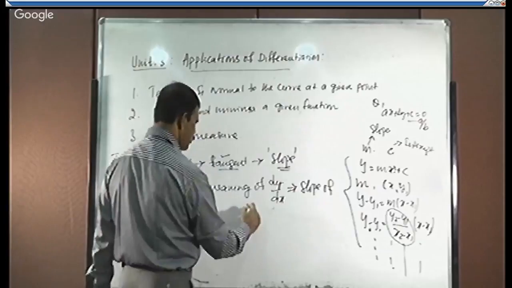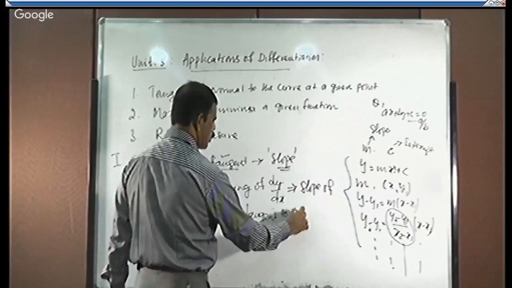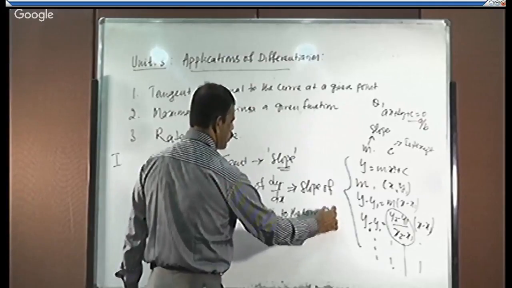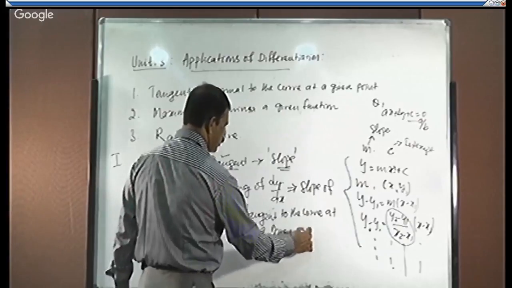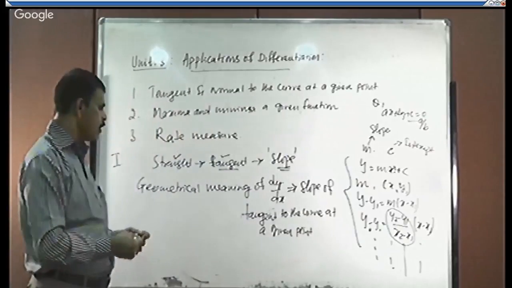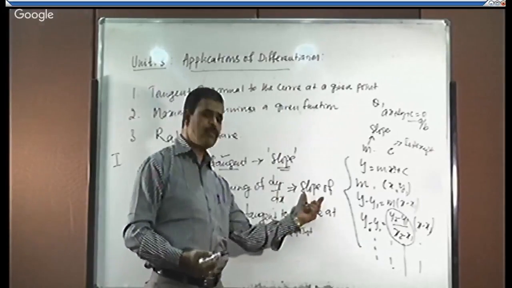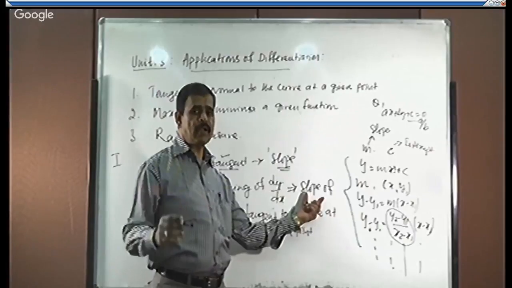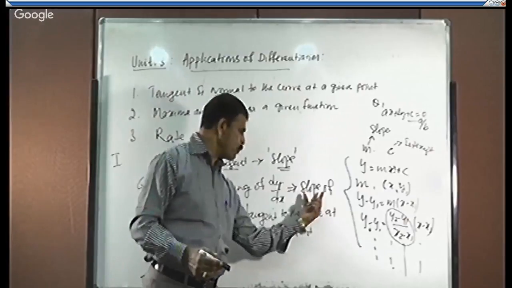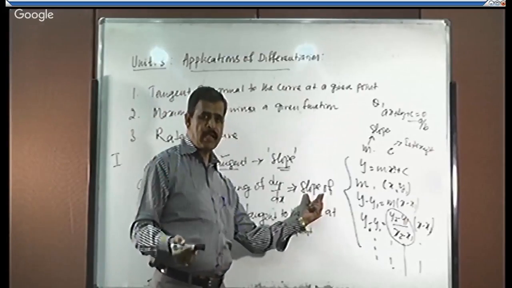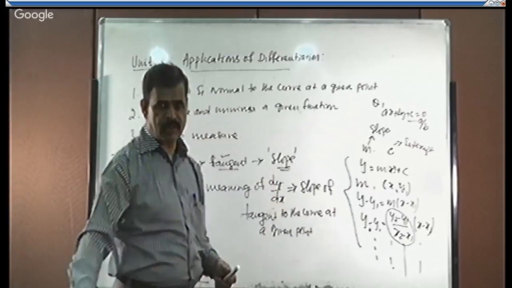is the slope of the tangent to the curve at a given point. That is the geometrical meaning of dy by dx. dy by dx is what? Differentiation. Slope is what? It is geometry. So these are related, right? The slope of a line can be obtained using differentiation of a given function, right?